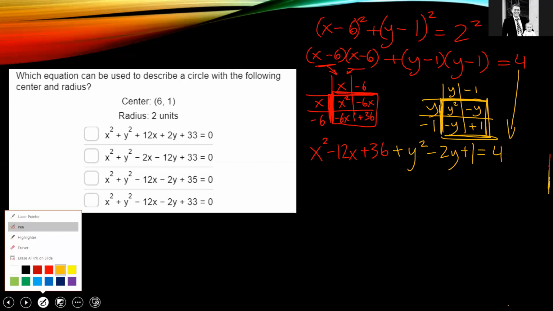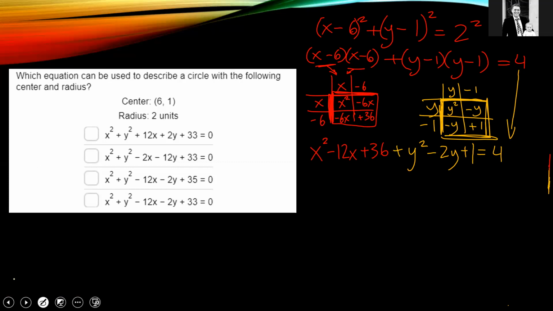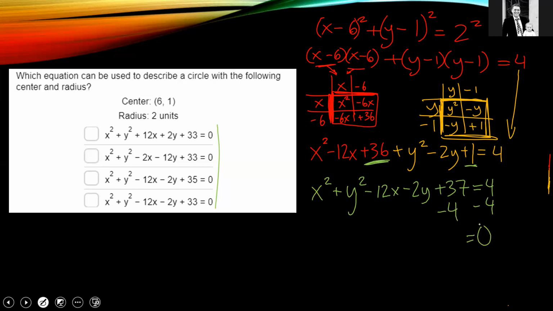Okay, now we need to actually simplify this a little bit so that we can compare. We need to subtract 4 from each side. We need to combine like terms, because you notice all of these are equal to 0. So let's combine like terms first. There's only one x squared, so I'm just going to write down the x squared. And there's only one y squared. So I'm going to write those down first. There's only one quantity with the -12x, that's fine. There's only one y quantity, -2y. But we do have a 36 and a 1. So I'm going to write plus 37 equals 4, subtract 4 from each side. That way we can get it equal to 0.